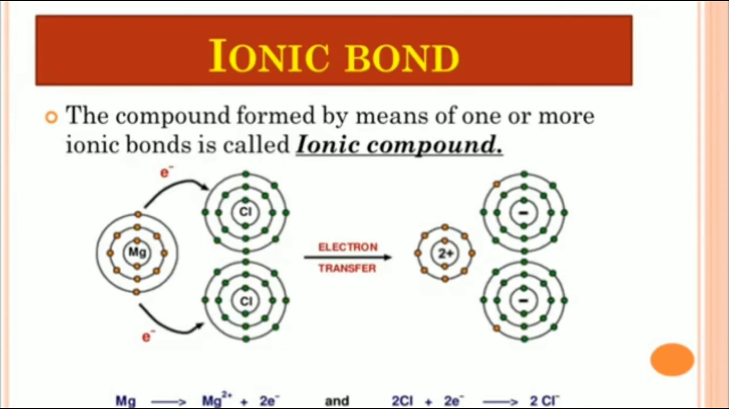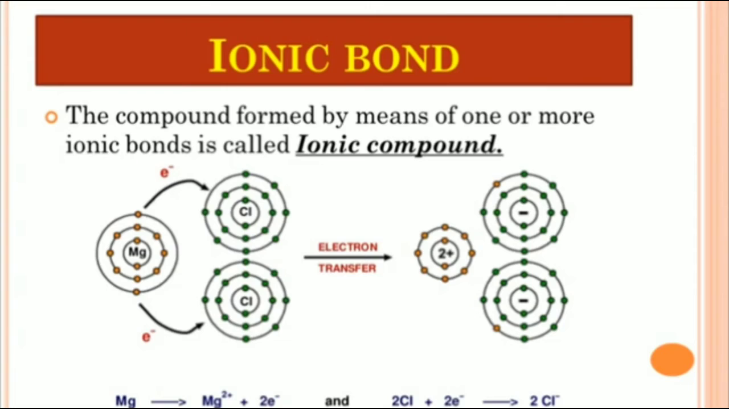So Mg will lose its two electrons. So what will it form? Mg 2 plus ion plus two electrons. And two chlorine atoms plus two electrons will accept them and form two anions, that is Cl minus. So this is how they will complete their duplet or octet. Are you getting me children?